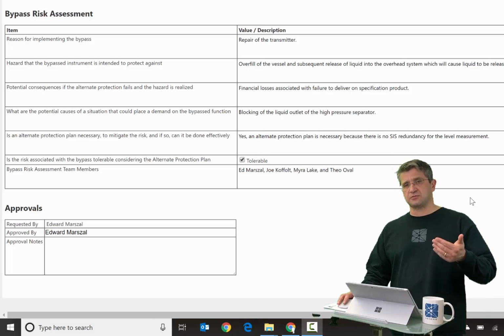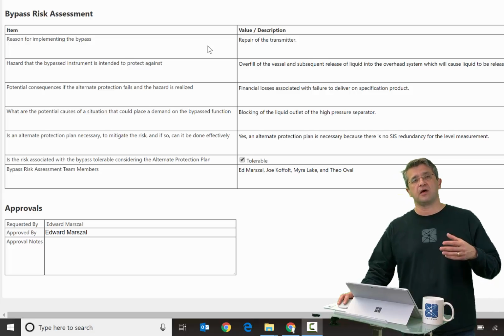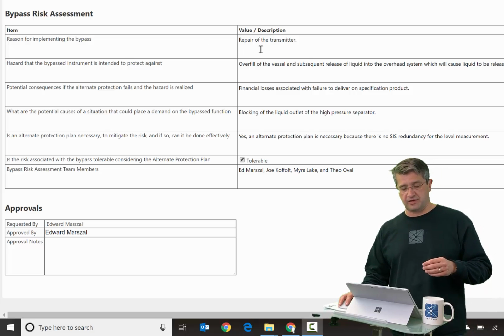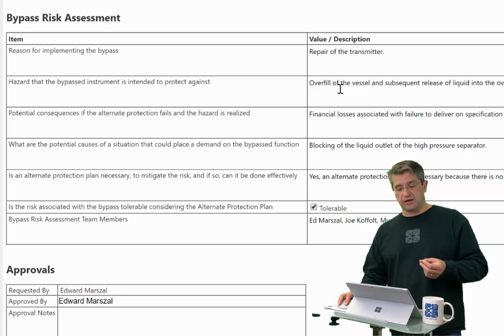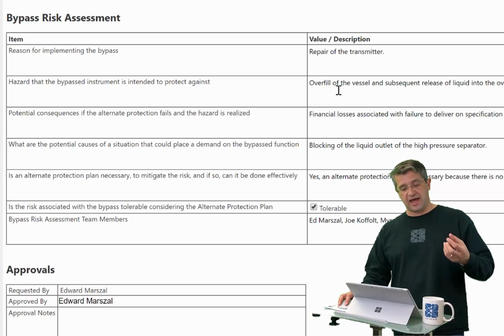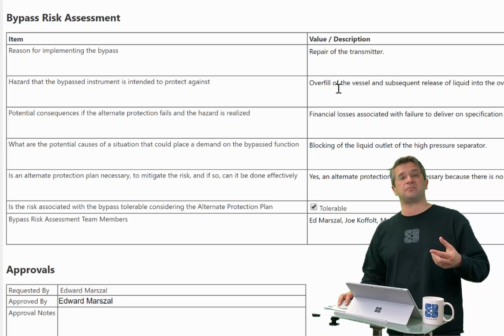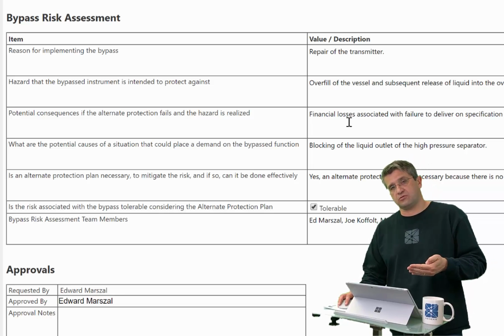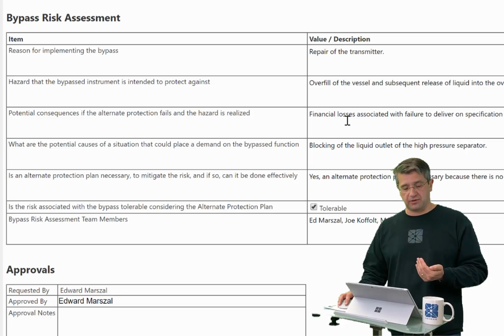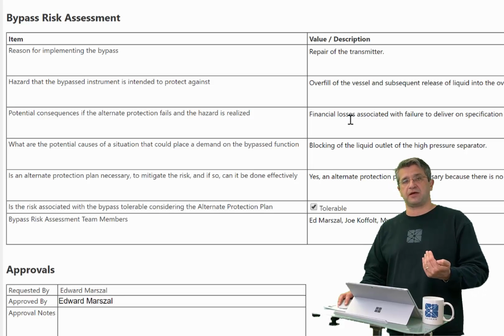the bypass risk assessment, you're performing a kind of checklist style abbreviated risk assessment that's appropriate for this type of activity. You begin with listing what the reason for implementing bypass is. You move on to analyze and discuss the hazard that the bypass instrument is intended to protect against, so you understand what could possibly happen as a result of that bypass being in place. Then we look at the potential consequences if the alternate protection plan fails.